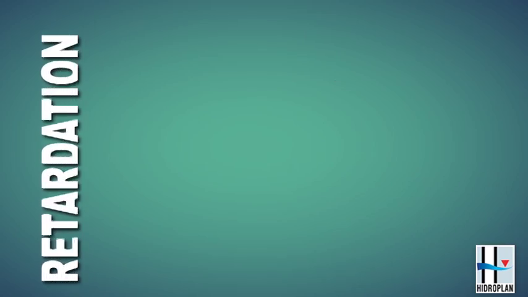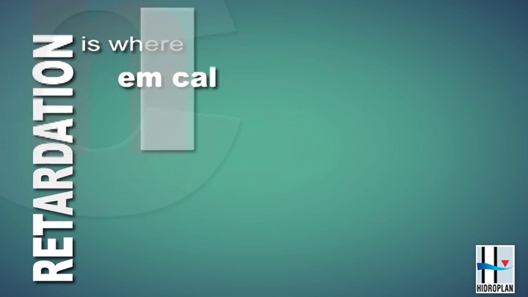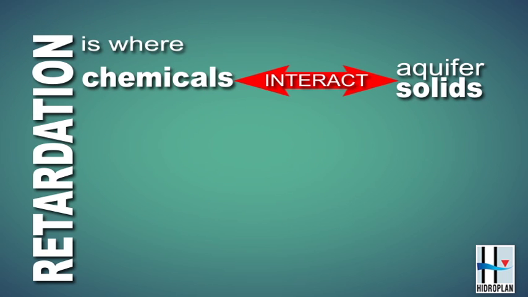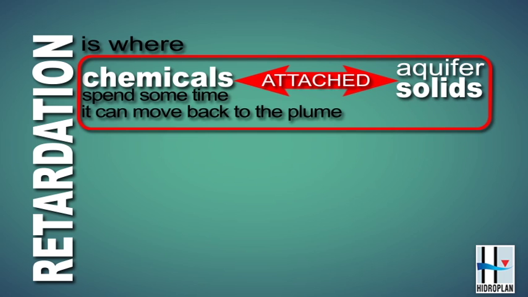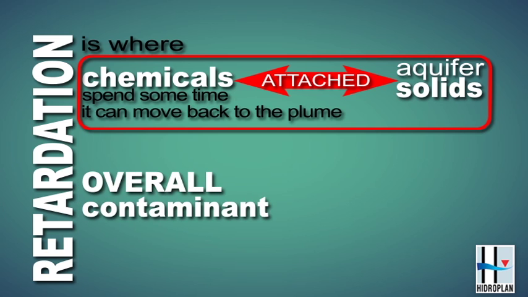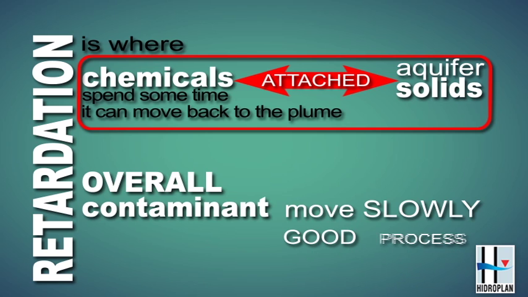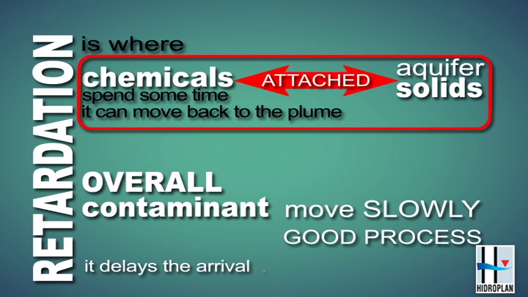Again, retardation is where the chemical interacts with the aquifer solids and spends some time attached to the aquifer solids. It can move back into the contaminant plume, but spending some time on the aquifer solids causes the overall contaminant to move more slowly. So for many people, it's a good process. It delays the arrival of contaminant plumes.